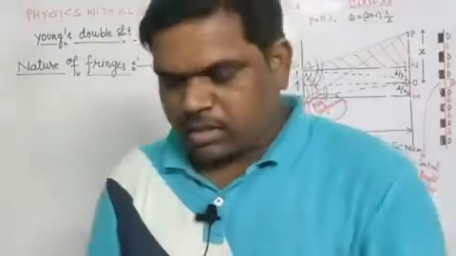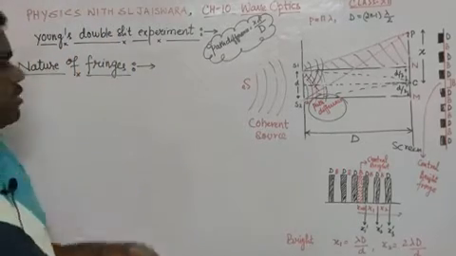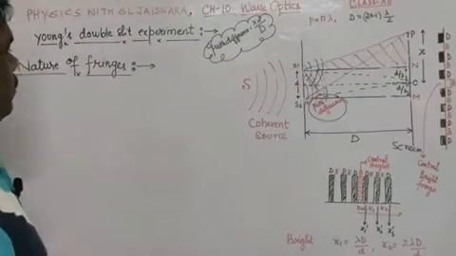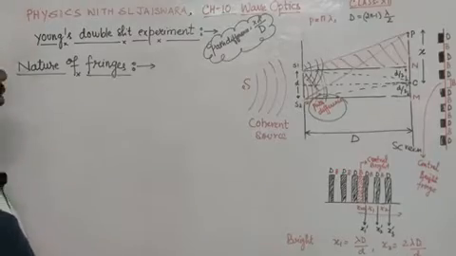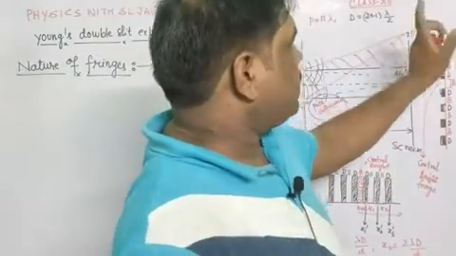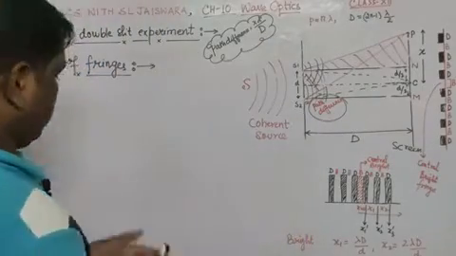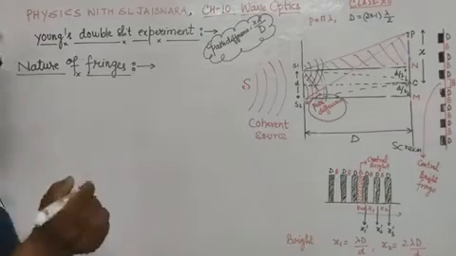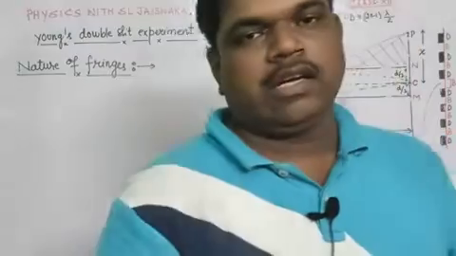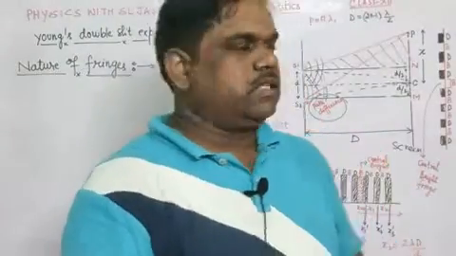Children, today we will continue Young's double slit experiment, and we'll see what is the nature of fringes at this point P. In our previous class, we derived the path difference at this point P on the screen is x small d upon capital D. So, there are two conditions. Condition number one, the condition for constructive interference, and condition number two, the condition for destructive interference.